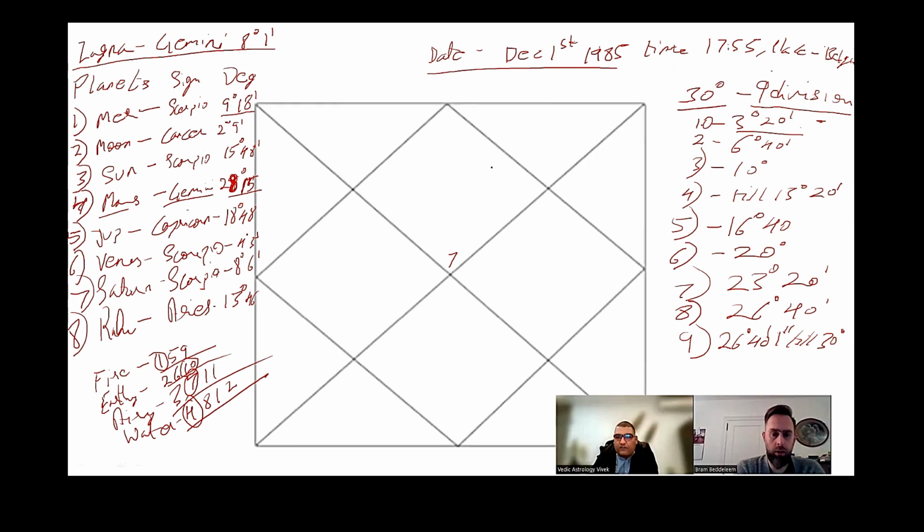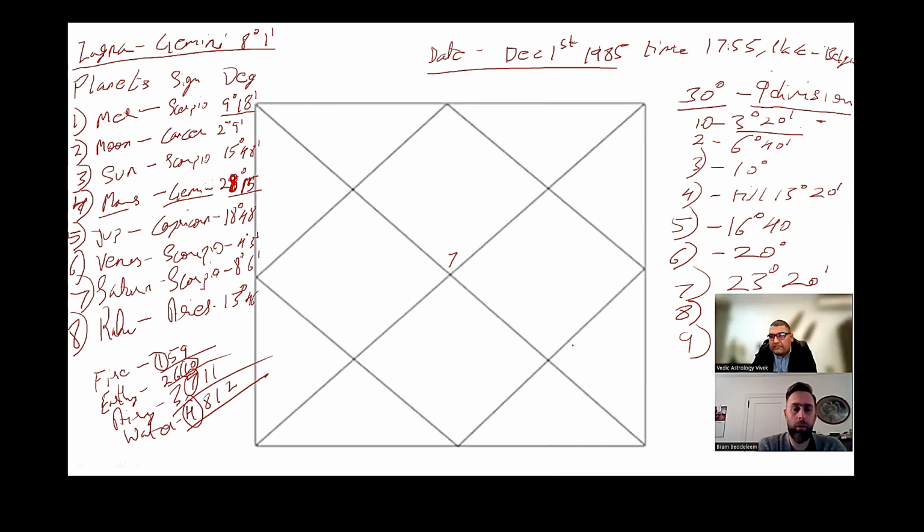No problem in remembering this? First and foremost, when we make any chart, we have to place the ascendant. Unless there's an ascendant, we cannot make a chart. So, the Lagna is Gemini, 8 degrees, 1 minute, here on the top left. It is falling in which Navamsha?